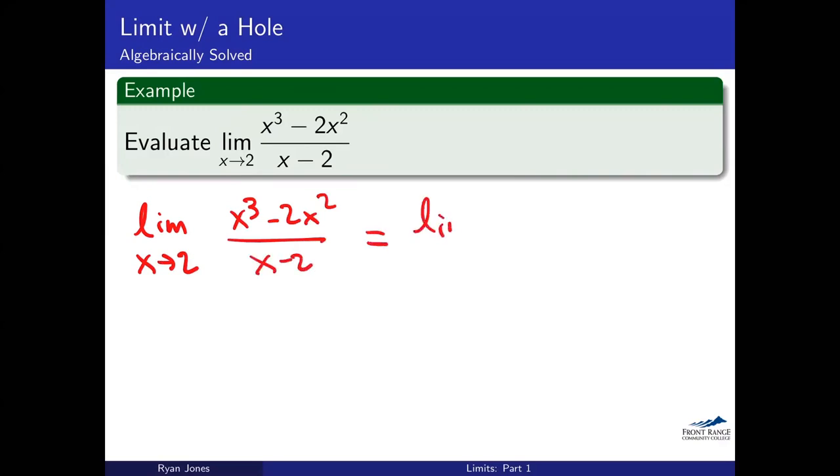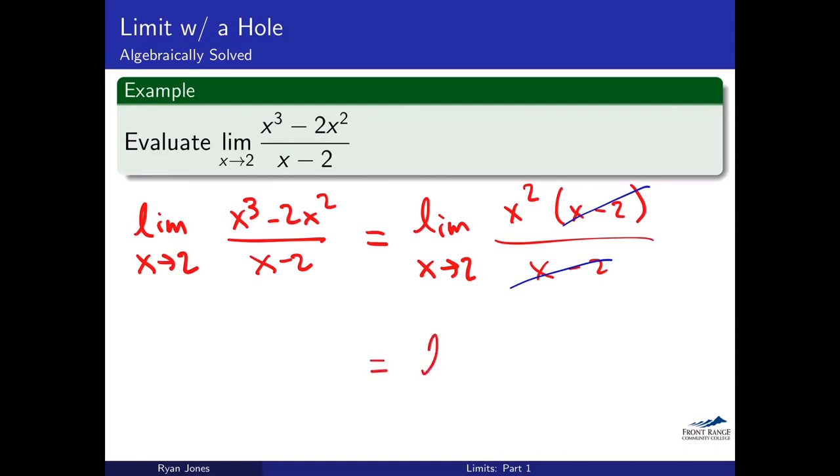All right, so I'm going to factor out this x squared on the top. And you'll notice I'm left with an x minus 2. And voila, things cancel very nicely. I have an x minus 2 on the top, and I have an x minus 2 on the bottom. They cancel. And so what I'm left with is the limit as x approaches 2 of just x squared.